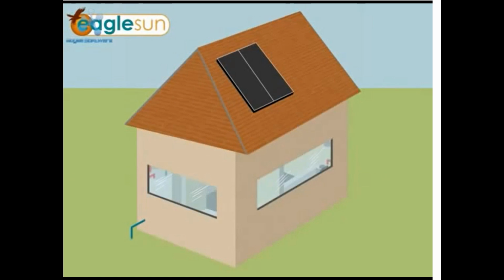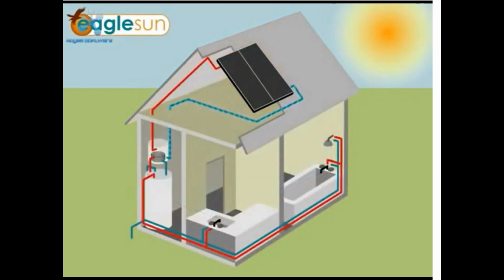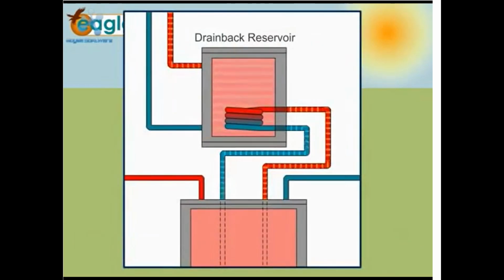System, called a drainback system, can be used in any climate and requires no maintenance. Heat from the sun is collected by the solar panels mounted on the roof. The heat transfer fluid, usually water in a drainback system, is pushed by a circulation pump up to the collector, where it is heated as it moves upward through copper tubes in the collector. Once heated, the fluid exits the collector and circulates down to the drainback reservoir. The drainback system is an indirect system, meaning that the fluid circulating through the solar loop never comes into direct contact with usable household water. Heat is transferred to the main water line using a heat exchanger, and it is then stored in the tank and made available for use.